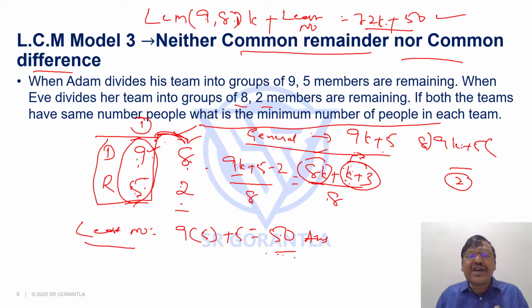In case, instead of asking for the minimum, they say the number of people should be more than 100 or more than 1000 or more than a certain number, how I can increase it means you should know the structure. So these are the three broad categories of questions your LCM concepts can be divided into.